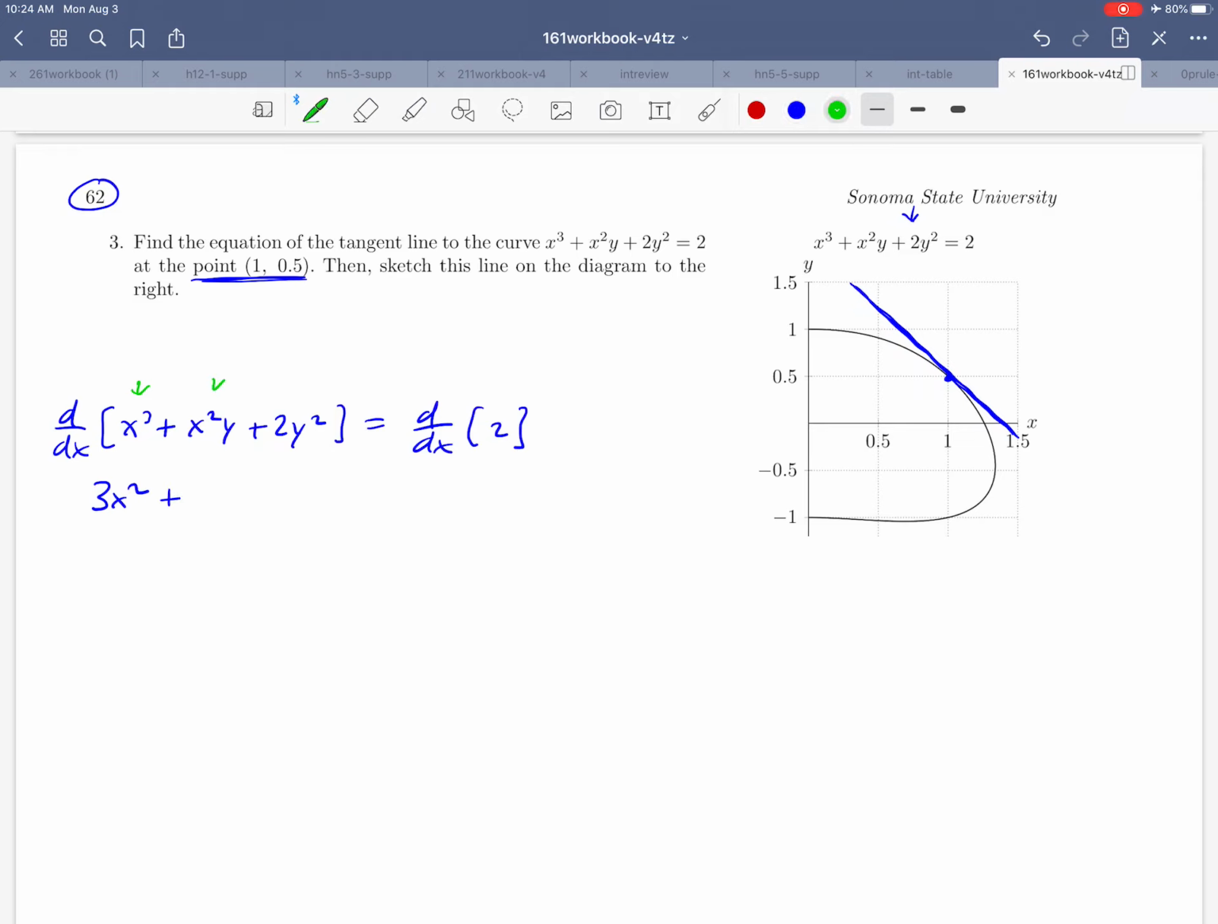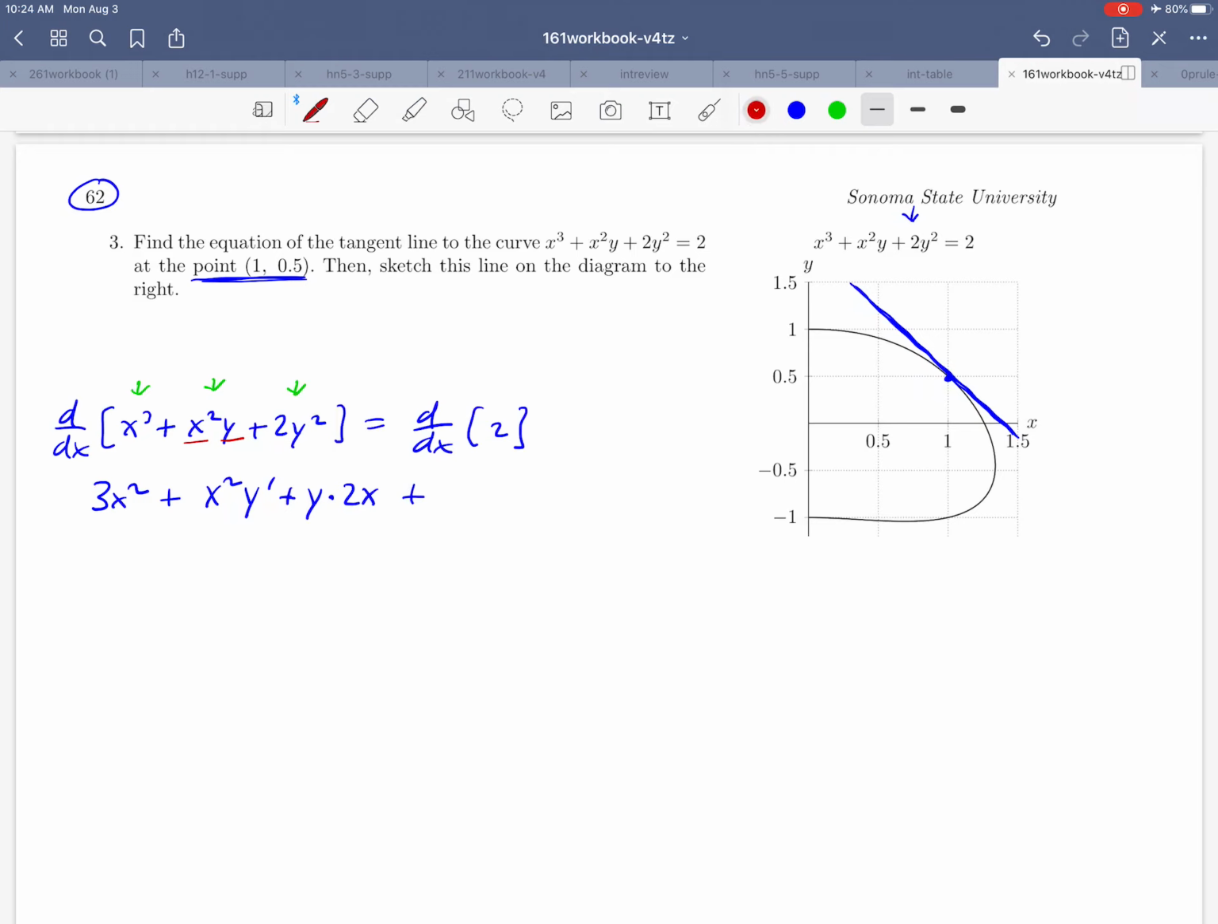Then we come to x squared times y. Notice that that's a product of x squared times y, so we're going to be using the product rule to take that derivative. We will get the first function times the derivative of the second, derivative of y is just y prime, plus the second function y times the derivative of the first, and the derivative of x squared is just 2x.